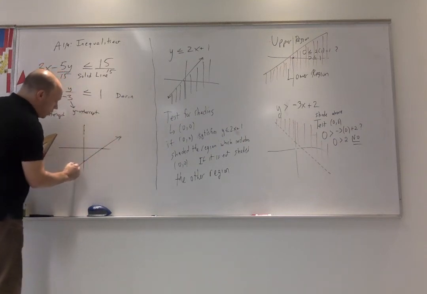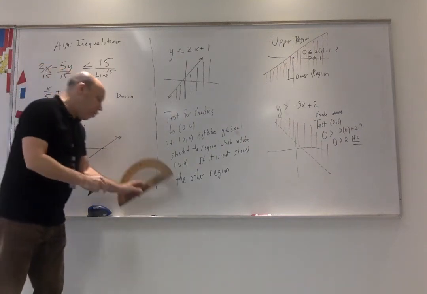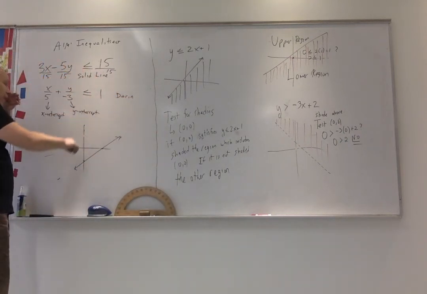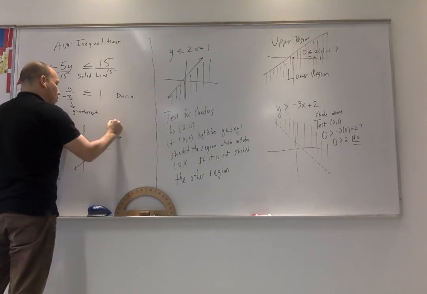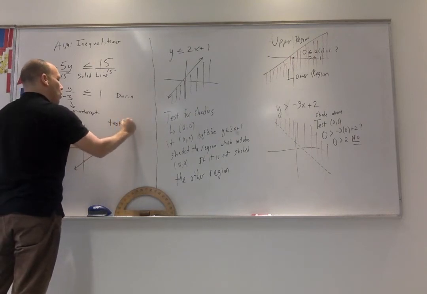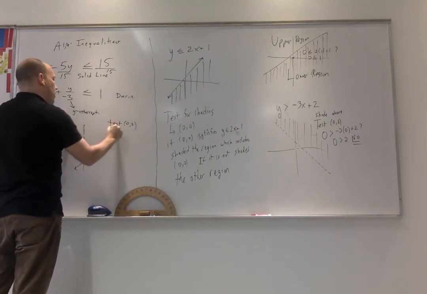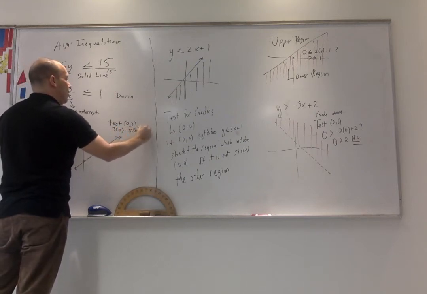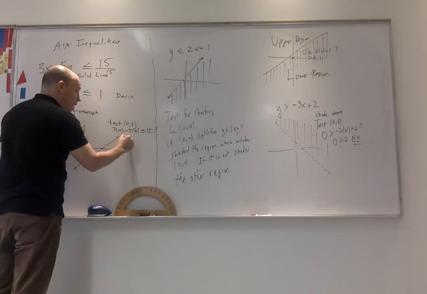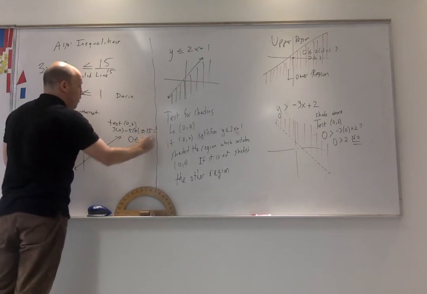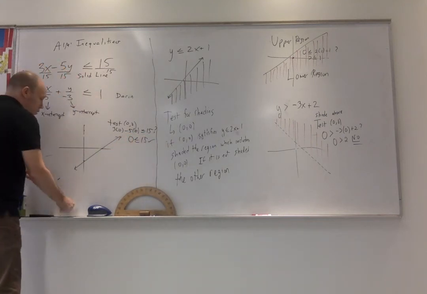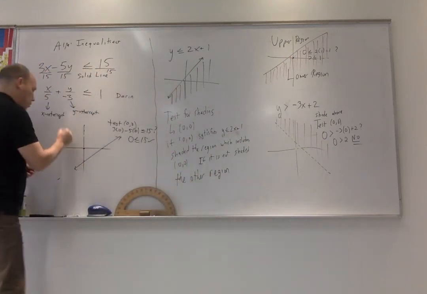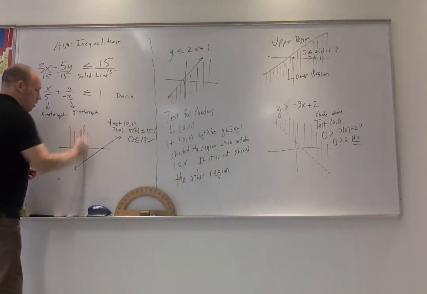The question is, who gets the shade? Well, we can't use that trick anymore. We're not really sure if it's above or below. So we can test 0, 0. We know that 3 times 0 minus 5 times 0 is less than or equal to 15. Is that true? Yeah. 0 is less than or equal to 15. So 0, 0 gets the shade.